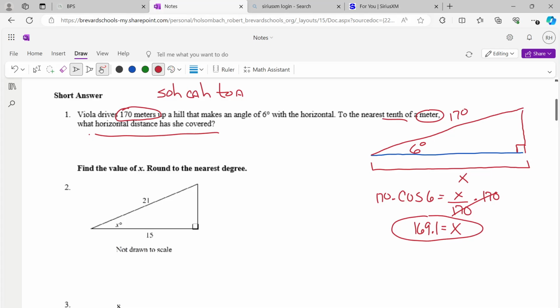All right, problem number 2. We're trying to find an angle measure in a right triangle, and we're still using sine, cosine, tangent, but we're using inverse. So again, in this problem, you're given the adjacent and hypotenuse. Adjacent and hypotenuse is cosine. So we go inverse cosine of the adjacent side over the hypotenuse. So 15 over 21. And then second cosine. And I get 44 to the nearest degree, so 44.